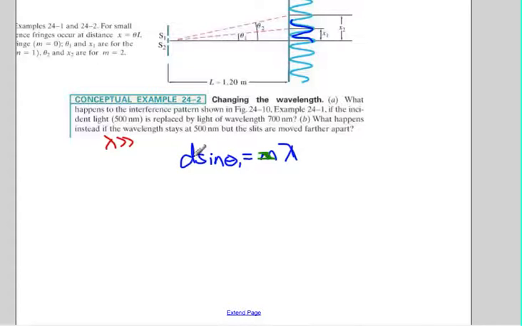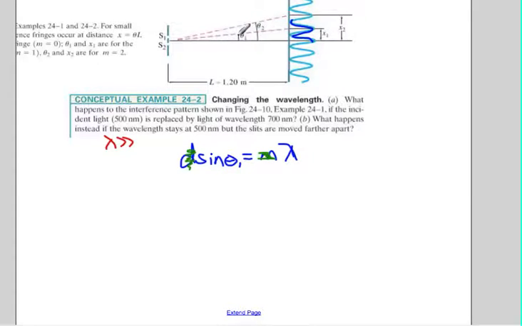Do you have control over d? No, I think they wanted d to be fixed. They didn't say to change d, did they? So we really shouldn't be looking at d either. So if lambda gets bigger, the only way this thing can stay equal is if theta gets bigger, because sine of theta increases as theta increases. So I think the only thing that could happen is theta gets bigger.